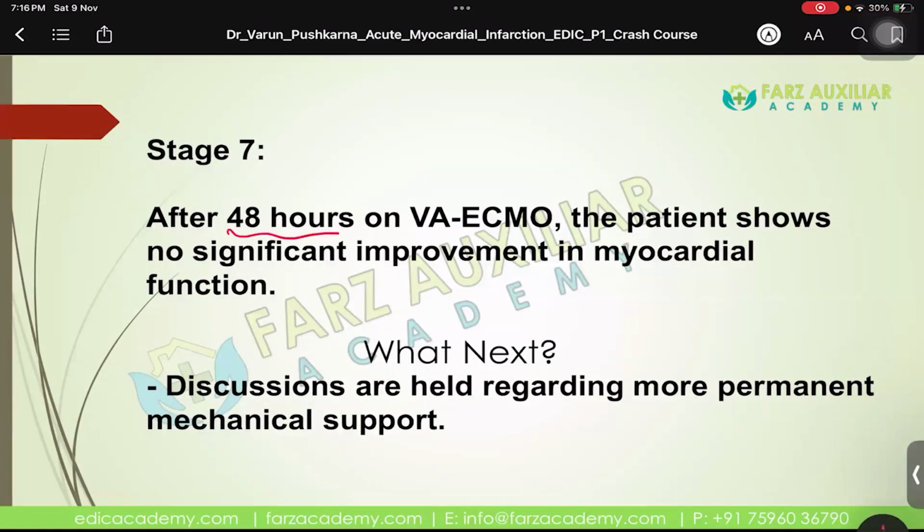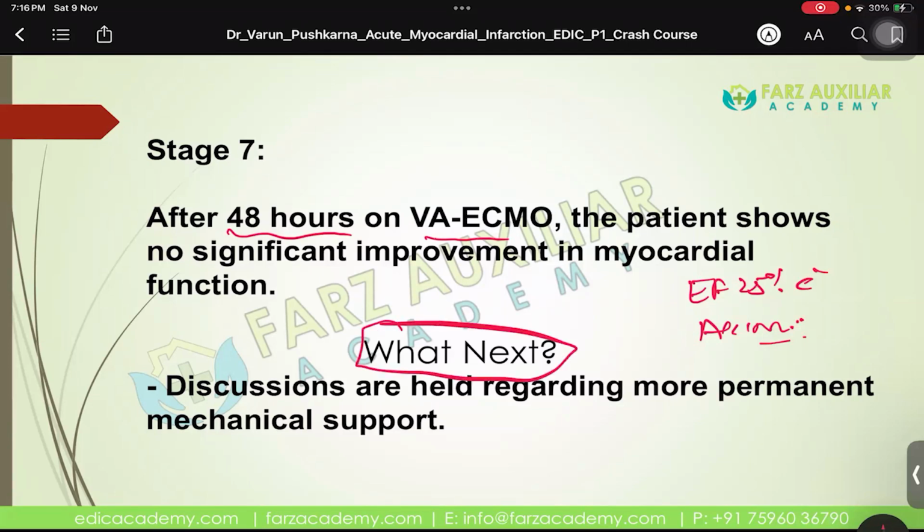Now the 48 hours have gone by on the VA ECMO. The patient shows no significant improvement in myocardial function. Obviously, we know the patient's EF was 25% with akinetic LV segment. So this patient was always thought of as not improving on VA ECMO. What is to be done next? We need a more permanent mechanical support.